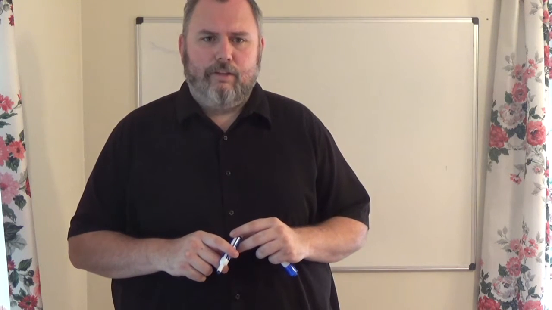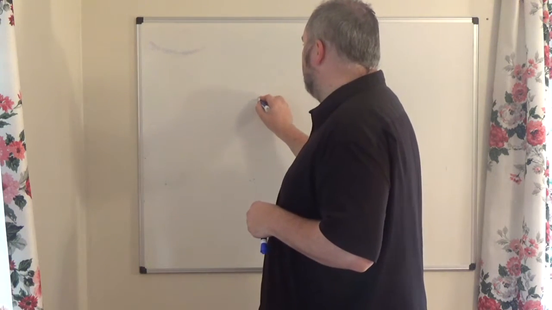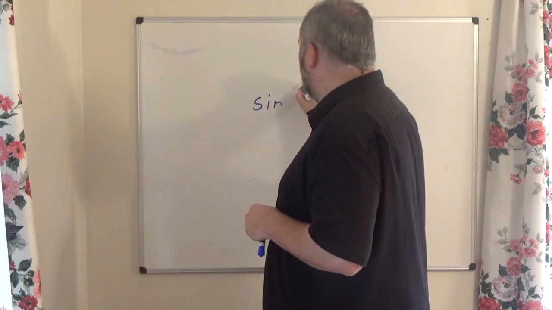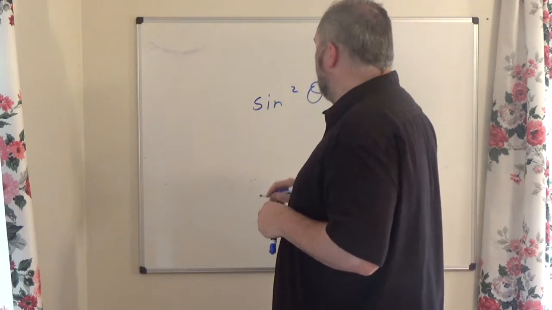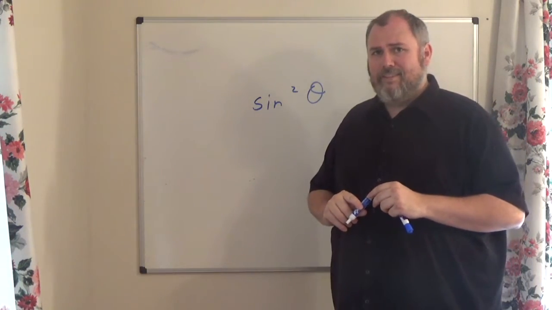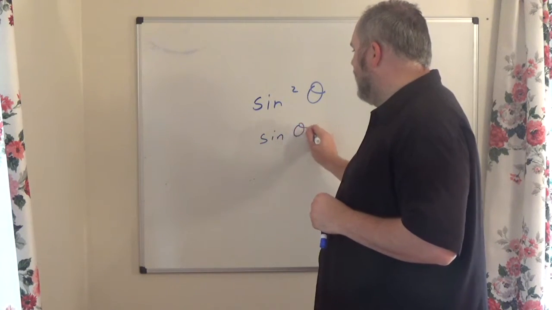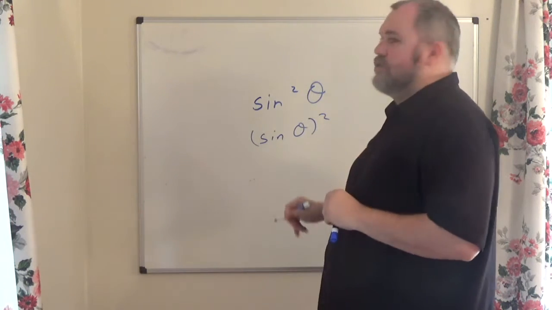Basically, your first job is to find your x, your r, and your y values. But let's say you have something that says sine of, and then it's got the square. What this is actually saying is that whatever the sine of theta is, you're going to square it.